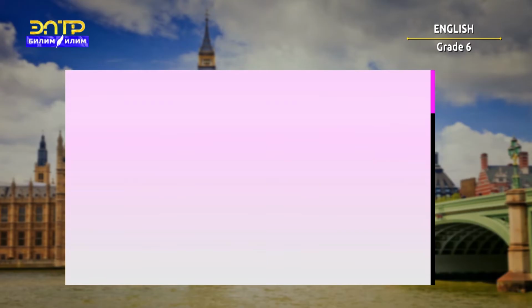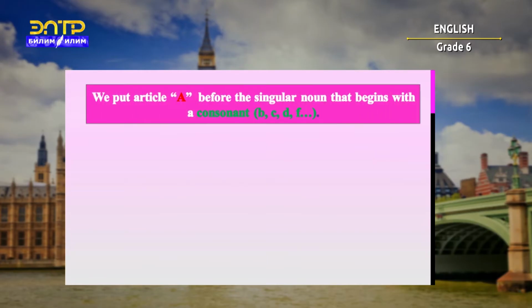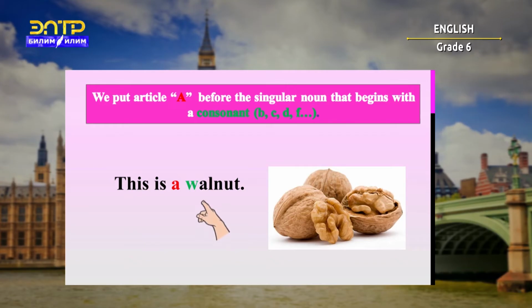However, if a noun begins with consonants like B, C, D, F, we use the article a. Let's look at the example. This is a walnut. The noun walnut begins with a consonant, and it's singular. That's why we put the article a.